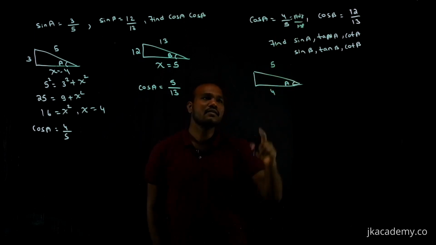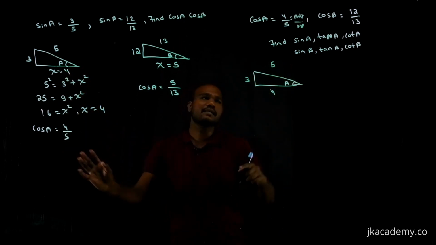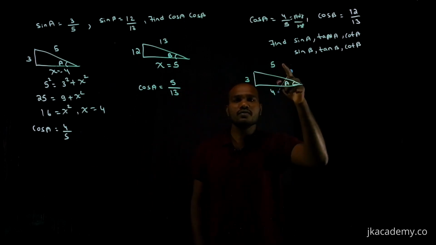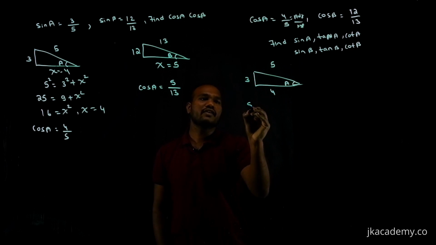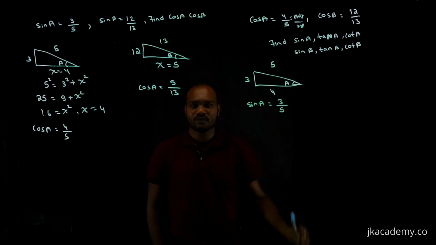So I said triplets. 4, 5, what will be this? 3. If it is not given, you can use Pythagoras theorem. You have to remember this: 4, 5, 3. If this is not known, you can do Pythagoras theorem and find out. So now what you have to find? Sin A. Can you find sin A? Yes, that is opposite by hypotenuse, that is 3 by 5.